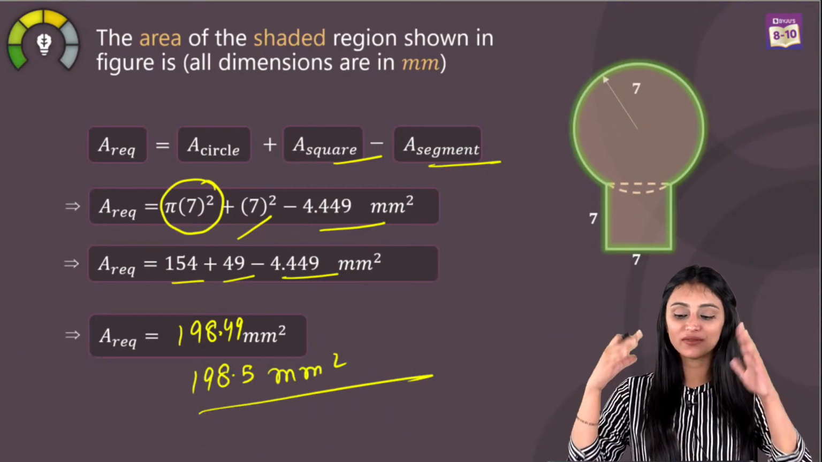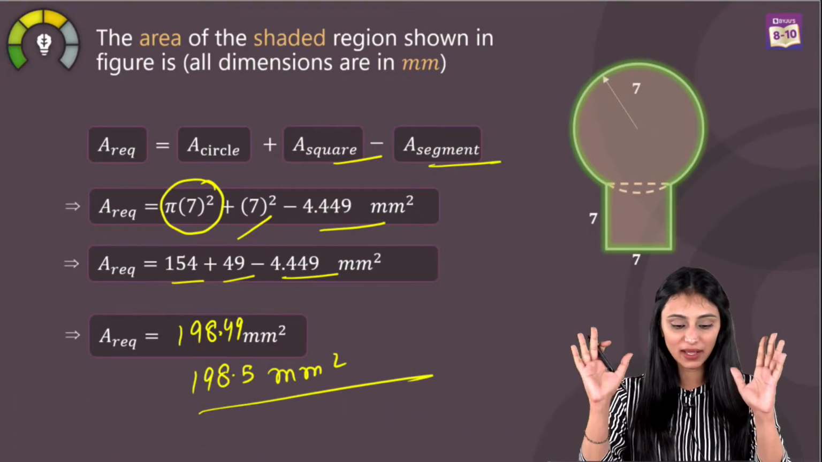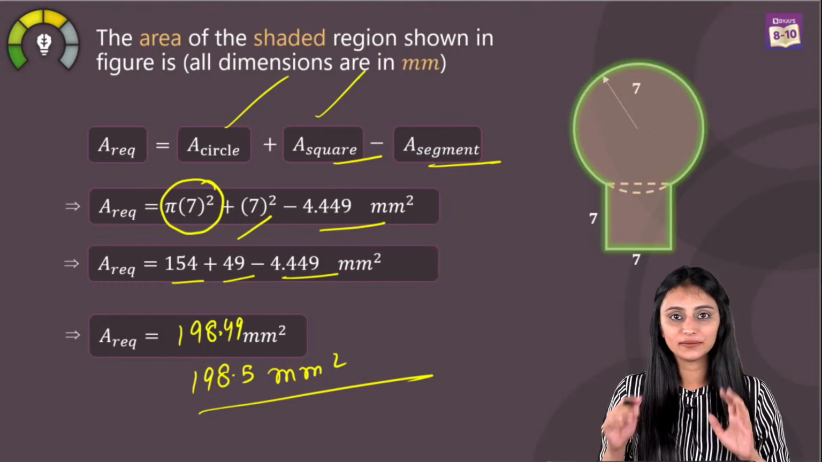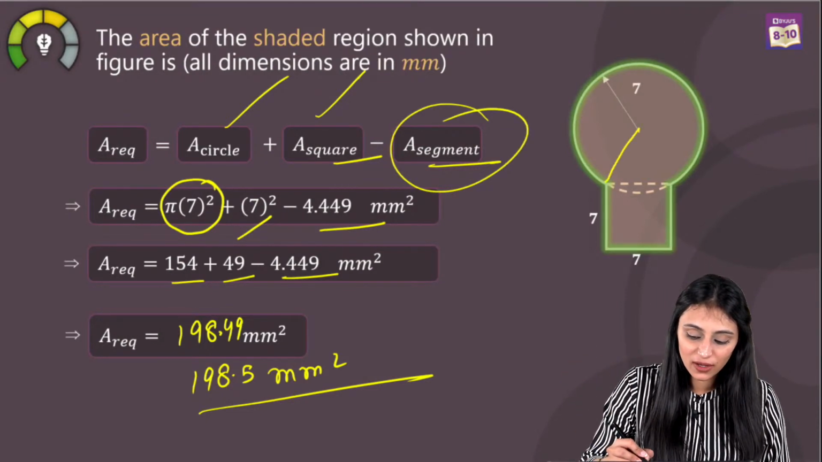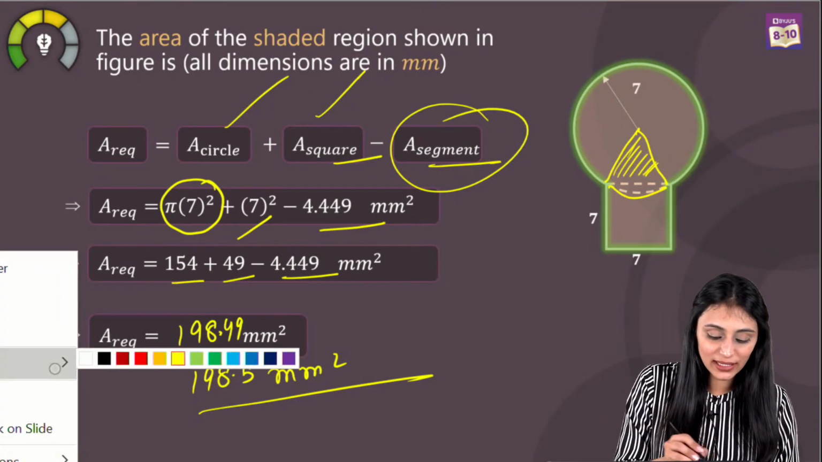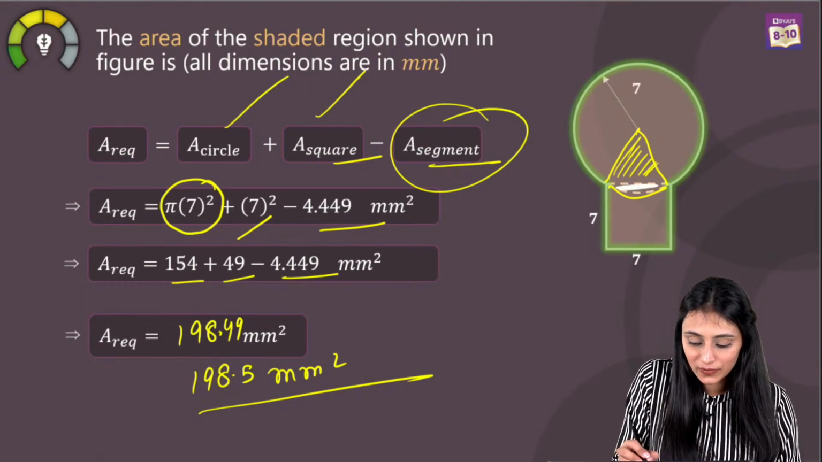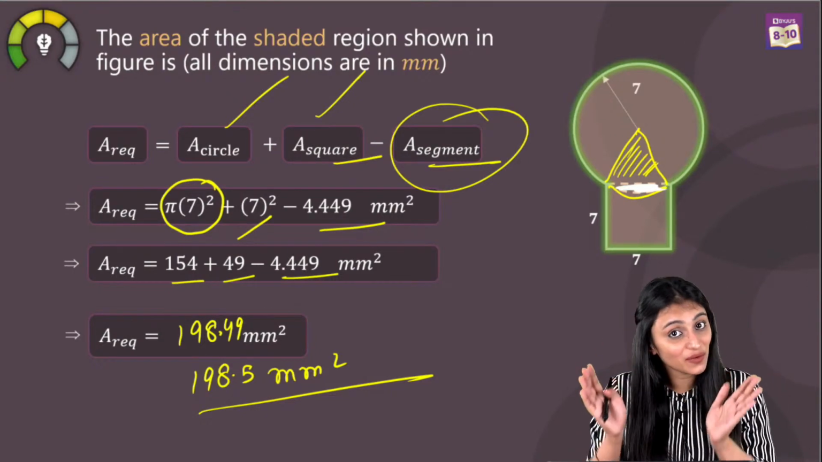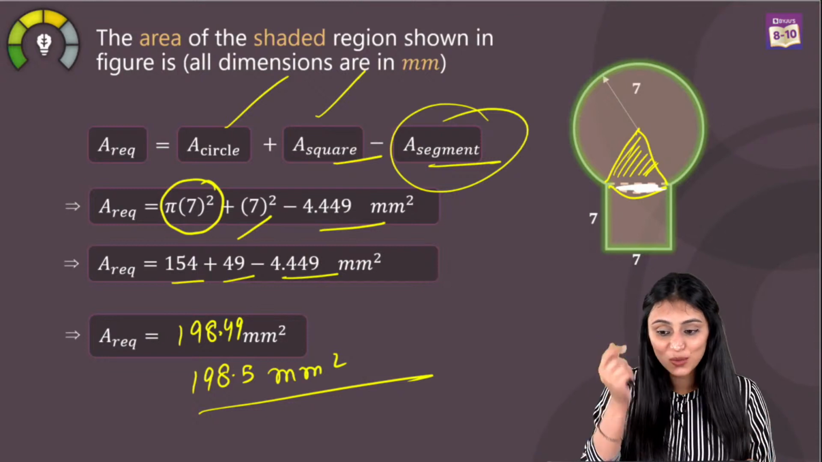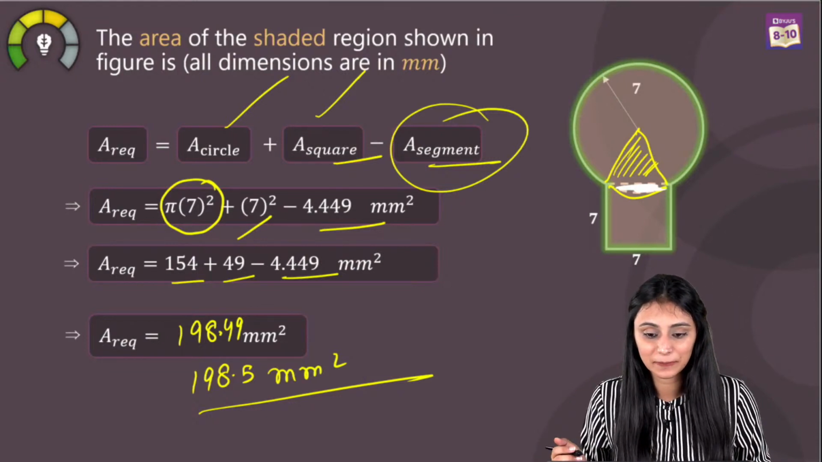So what we are doing here is we are finding out the area of the circle. That's simple, pi r square. We're finding out the area of square. That's 7 square, right? Area of segment. How will you find the area of segment? From this sector, you subtract this triangle. Then you would get this segment part. Why we subtracted it? Because it was coming twice. It was a part of area of circle also and area of square also. So one time you had to subtract it.